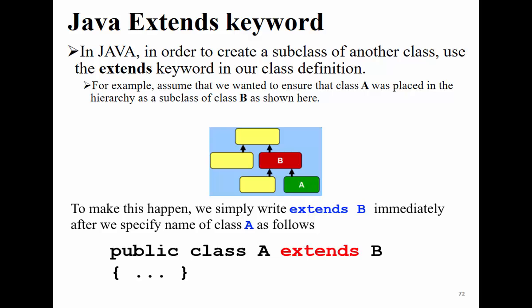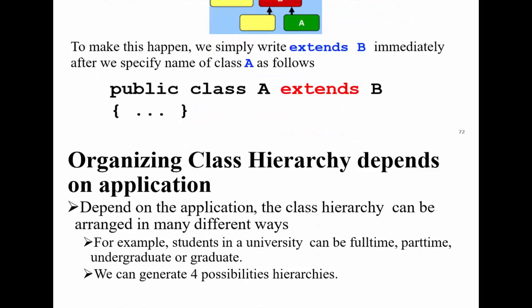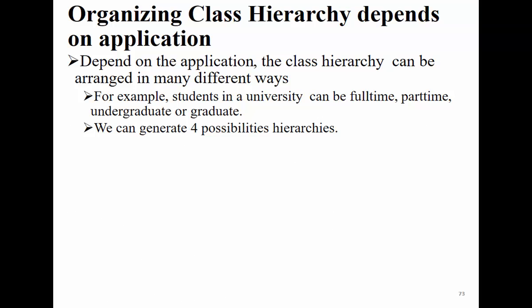So how can we implement this hierarchy? By simply writing the extends keyword. By doing this, A is a subclass of P and will inherit all non-private fields and methods from P. Depending on the application, the class hierarchy can be organized.